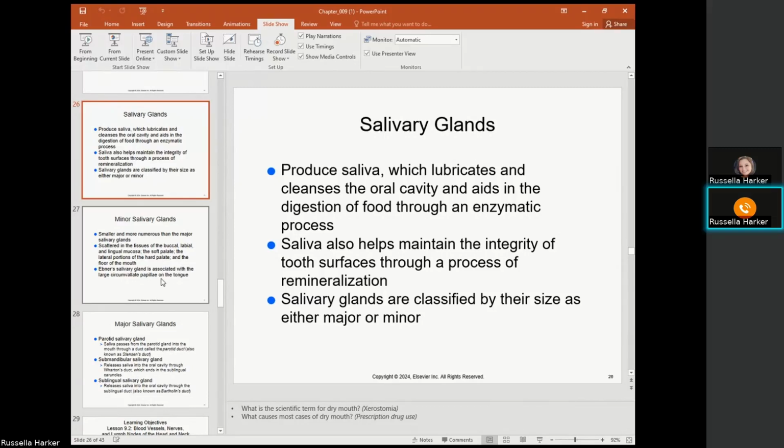So the teeth are in a constant state of demineralization and remineralization when you are eating and drinking: minerals are pulled out, and then the saliva is remineralizing. So it's very important that we have a constant flow of saliva in the mouth to help remineralize the teeth, break down the foods during digestion, and lubricate and cleanse the oral cavity. The salivary glands are classified by their size as either major or minor.